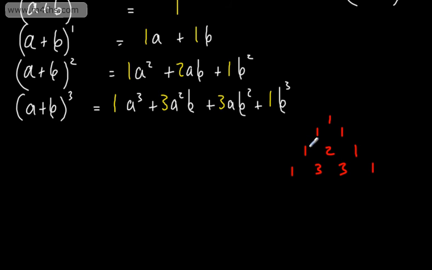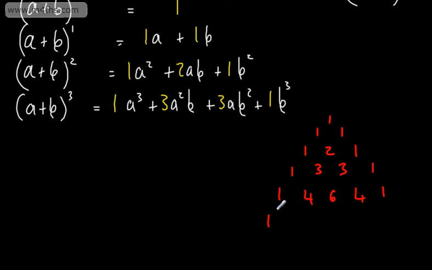Each time we start with 1, and the next term is simply the addition of the adjacent terms. So you can see 1 plus 2 is 3, 2 plus 1 is 3. So let's start the next row. 1 plus 3 is going to be 4, 3 plus 3 is 6, 3 plus 1 is 4, and we end up with the 1.